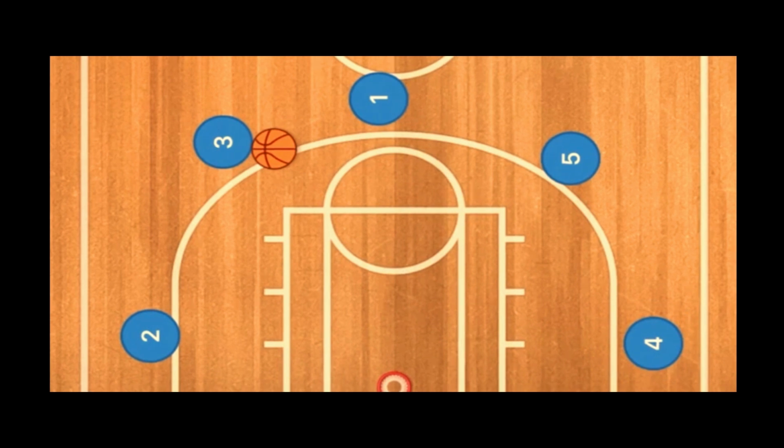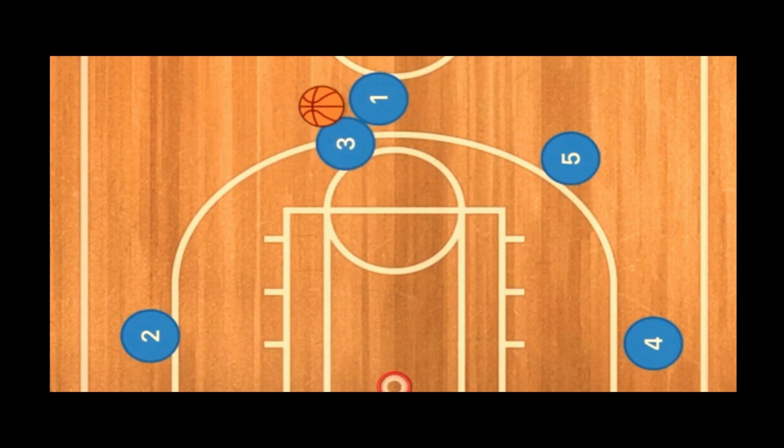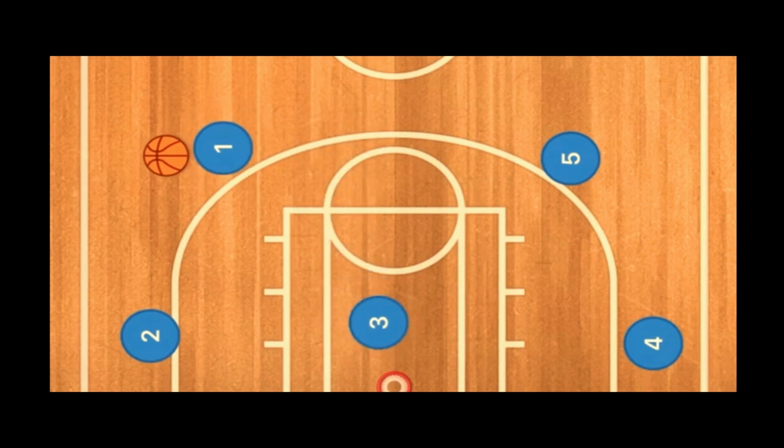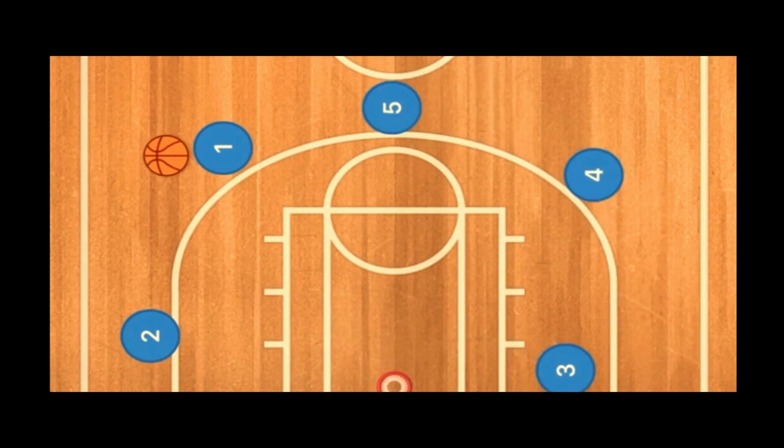Now for the screen 4, player 3 will pass to player 1 and screen for player 1, who will use that screen, and 3 will roll towards the basket. If he's not open, then he will clear out to the opposite side of the court, and everyone will then fill the spots. Very, very simple, easy offense.